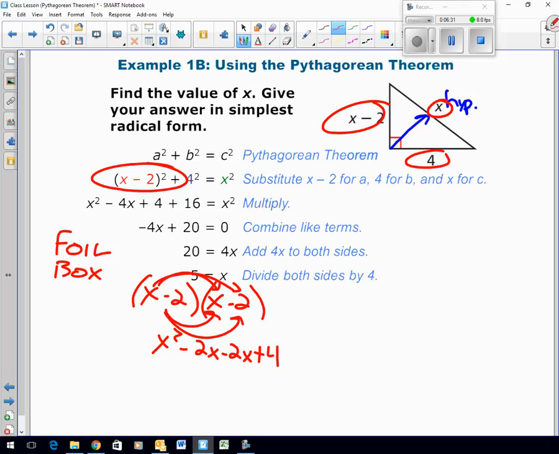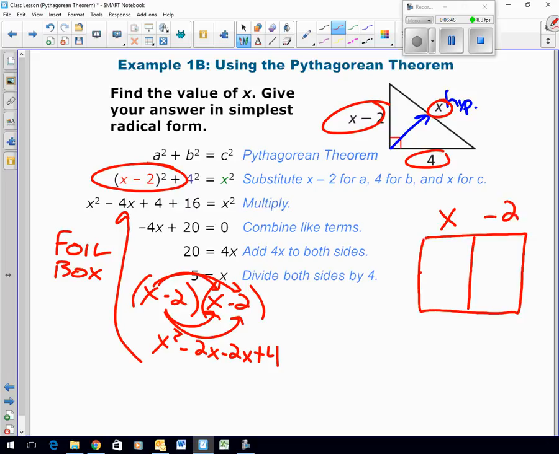Okay? When I combined all that, I would get x squared minus 4x plus 4. If y'all never seen that, you've probably seen this: x minus 2, x minus 2. Multiply the boxes: x squared minus 2x minus 2x plus 4. Combine your like terms, you're going to get the same thing.